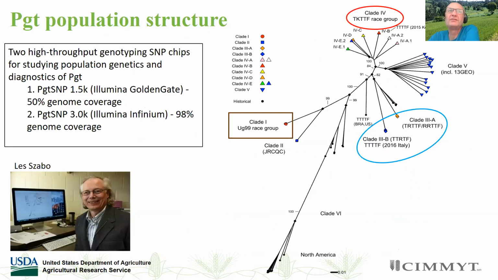Thanks to the work of Les Sabo at the Cereals Disease Lab in Minnesota, the genotyping work that Les's group has done has really given us a clear picture of the population structure from all the sampling that's been done. So there's the UG99 clade. It's very distinct, out on its own. But I flagged a couple of other clades, this clade 3 and this clade 4. These are currently a source of concern, and we're seeing important new races in these clades.